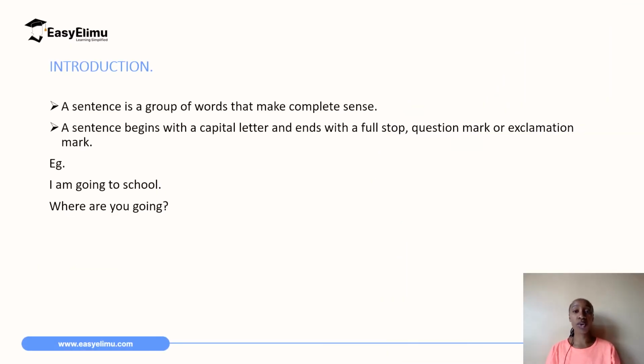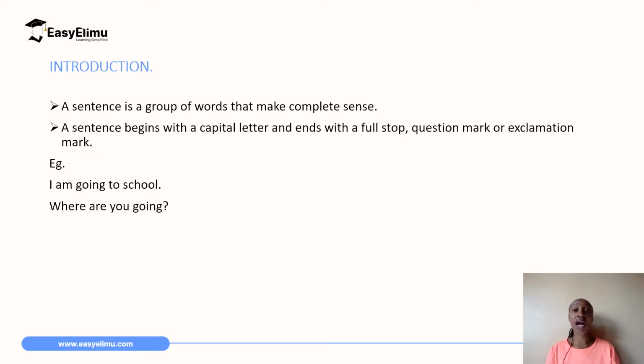So before we go into affirmative sentences and negative sentences, let us do a small recap and remind ourselves what is a sentence. If I asked you right now, what is a sentence? What would you say? A sentence is a group of words that make complete sense. And one feature of a sentence is that a sentence always starts with a capital letter and ends with either a full stop, a question mark, or an exclamation mark.